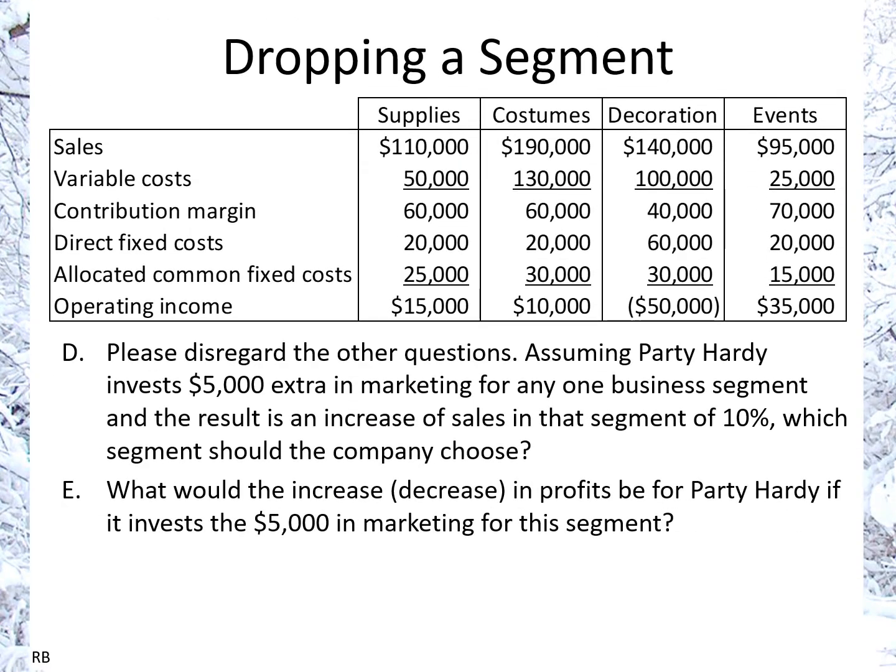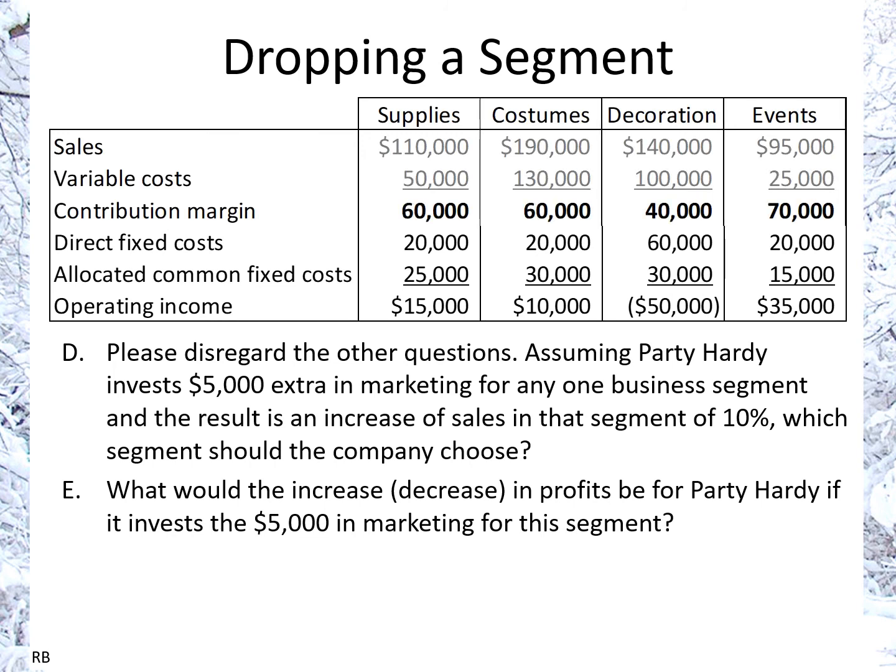Now we have our last questions. So disregard what we've done so far. Assuming Party Hardy invests another $5,000 extra in marketing for any one business segment, and the result is an increase in sales in that segment of 10%, which segment should the company choose? And then as a follow-up, what would the increase or decrease in profits be for Party Hardy if it invests the $5,000 in marketing for the segment?